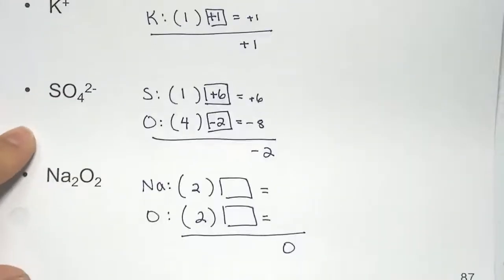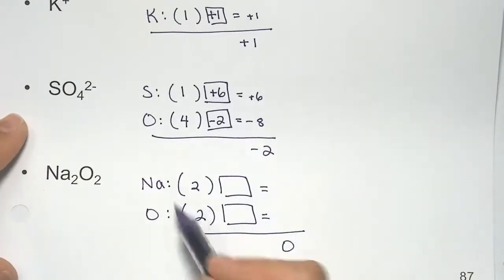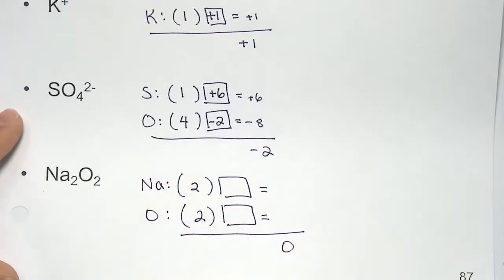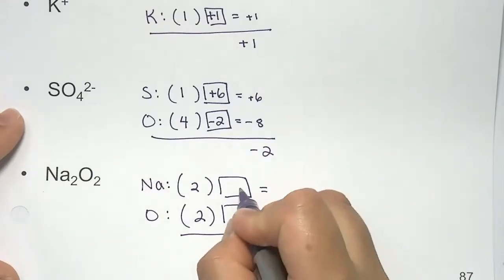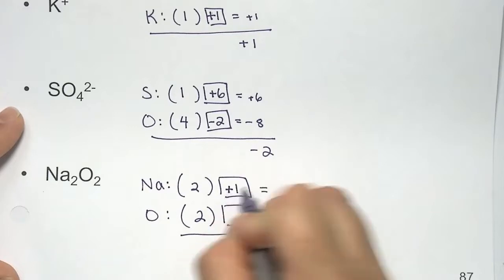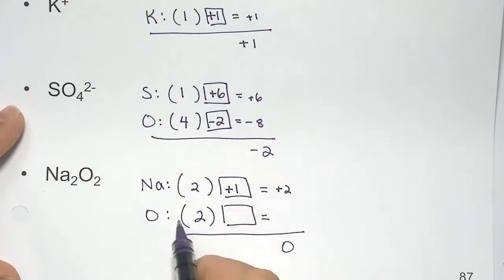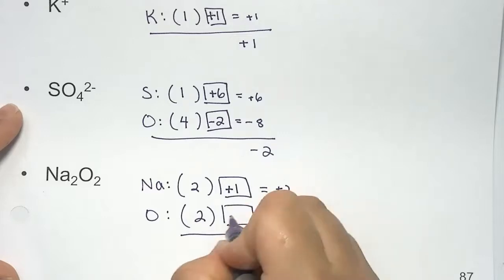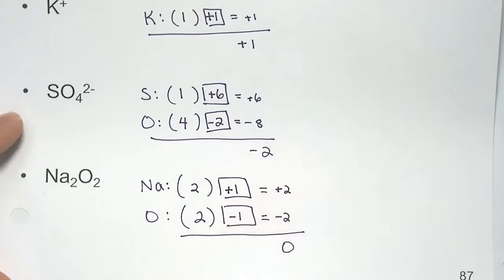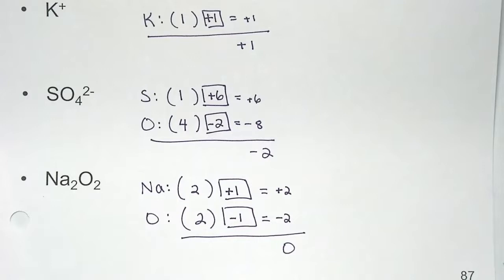Nailed it. Okay, sodium oxide, which one has a rule first, Michaela? Na, and what is that rule? +1. And what does oxygen have to be to give us a neutral compound? -1. So even though oxygen has its rule, which is -2, because the rule for sodium was first, we followed it first. Nailed it. Nicely done. Really excellent work.